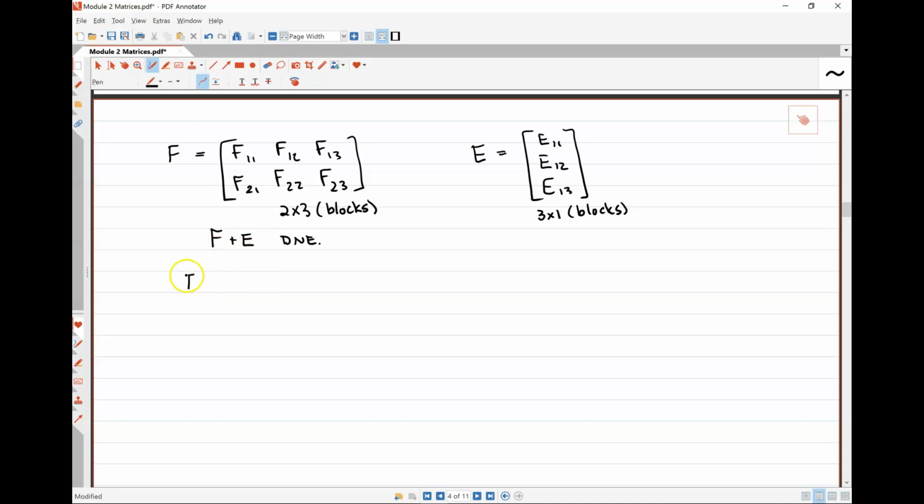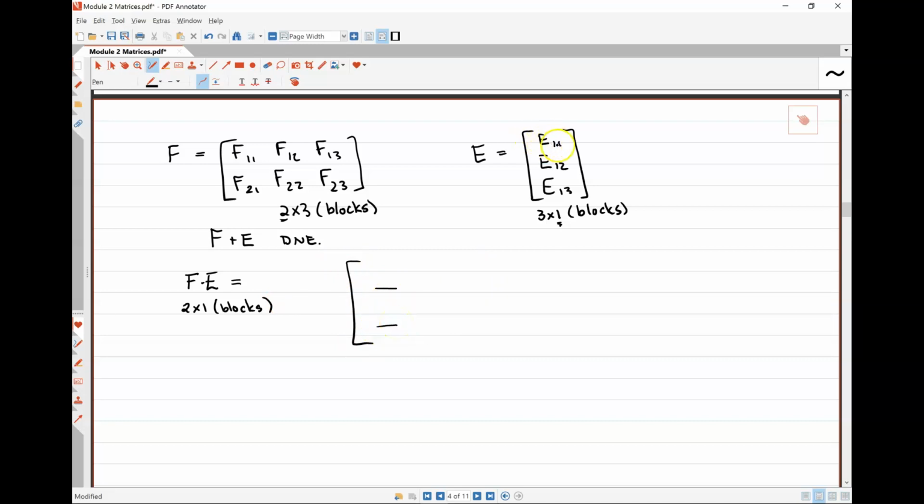F times E, though, might exist. So think about what you would do if these were just entries in a regular matrix. So we have dimension 2 by 3 and dimension 3 by 1. Those interior numbers, the number of columns in the first matrix and the number of block rows in the second matrix, match. So our resulting matrix should be a 2 by 1, and then this is again 2 by 1 of blocks. So we think of having 2 rows, 1 column. We've got these 2 blanks to fill in.